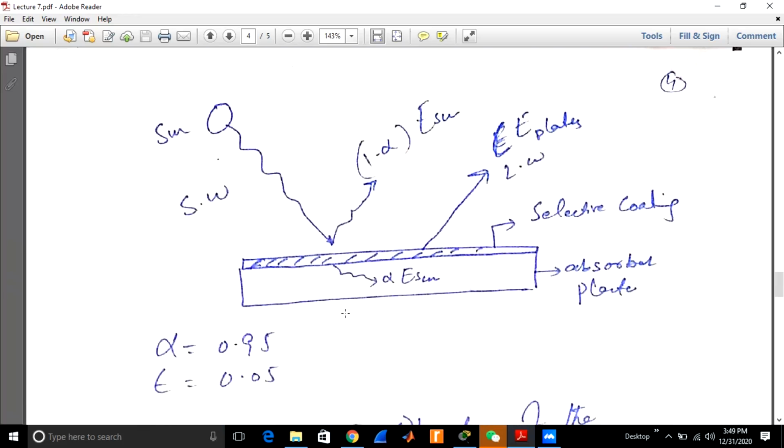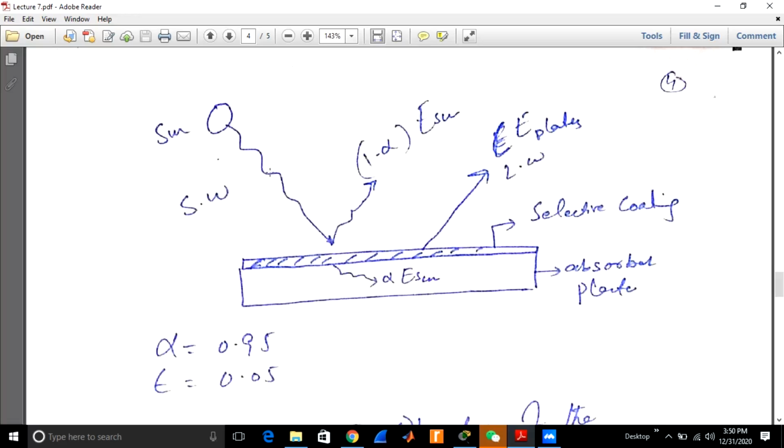So consider this is the sun, and the short waves come from the sun toward the collector. Some energy will be reflected back, which depends on 1 minus alpha, and the maximum energy will be absorbed. When the body absorbs energy, it will emit some energy, but the emissivity is very low, so the long waves of the plate's energy will be emitted back only minimally.